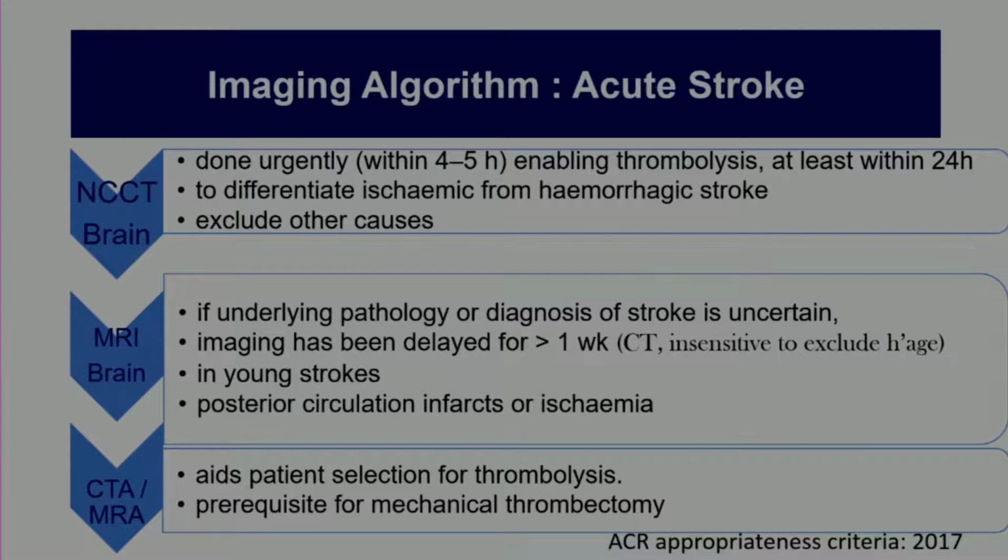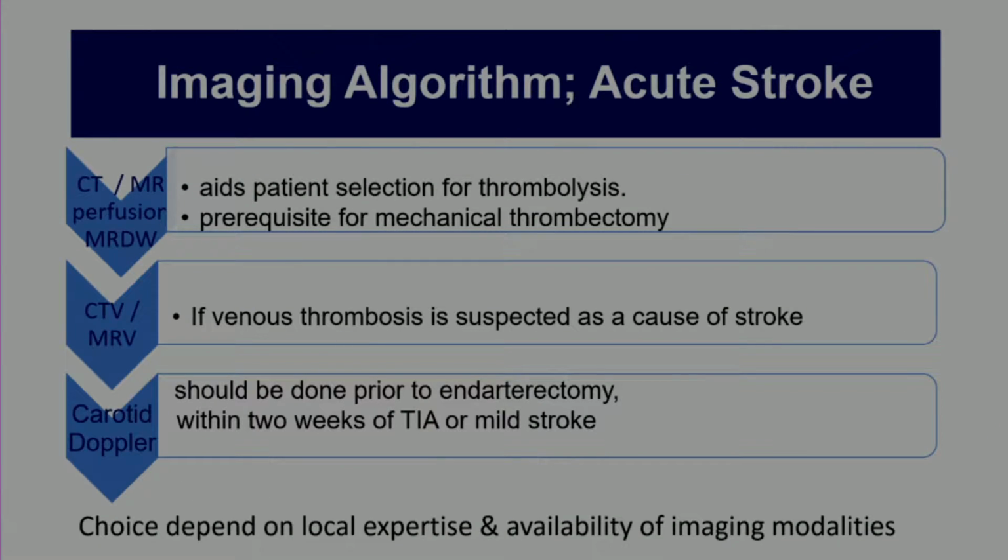Then MRI brain, also there is a place, though it is not freely available, if the underlying pathology or diagnosis of stroke is uncertain, or the stroke imaging has been delayed by more than 1 week because CT is insensitive to exclude hemorrhage by this time, and in young strokes, and also posterior circulation infarcts. And CTA or MRA is definitely indicated if you are considering mechanical thrombectomy. And similarly, CT or MR perfusion or MR diffusion weighted imaging is also indicated when you are contemplating mechanical thrombectomy.